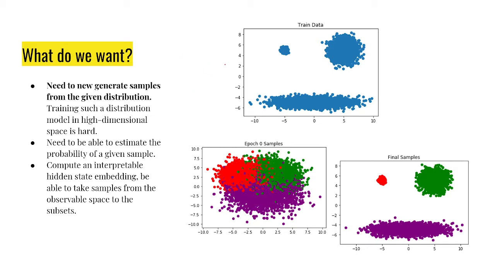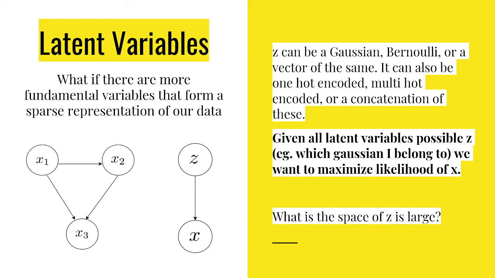The idea of variational autoencoders is that we want to model latent variables which represent our data better. Given our data X, we want to find other features Z such that Z models our data, and Z can be a Gaussian, Bernoulli, or some kind of distribution. Given all the latent variables Z, we want to find the best set of latent variables Z which helps us generate data very similar to X.